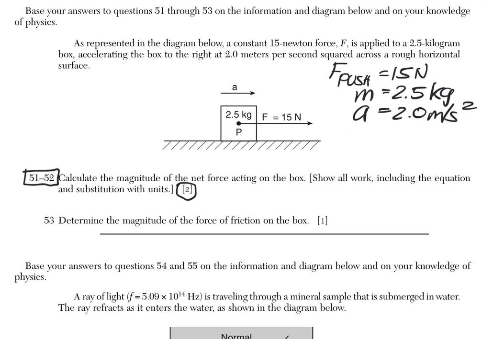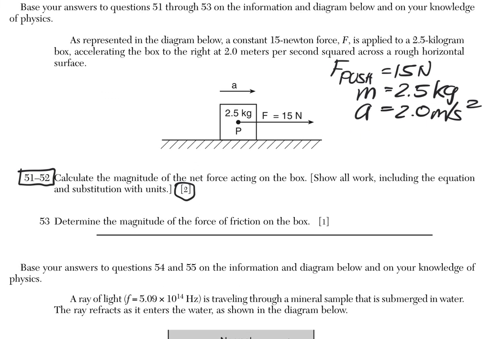So here, let's zoom in a little bit, give myself a little room. So I know that acceleration equals F net over M, and I know the acceleration, and I know the mass, so I can solve for the net force. And I wind up with a net force of 5 newtons when I cross multiply.